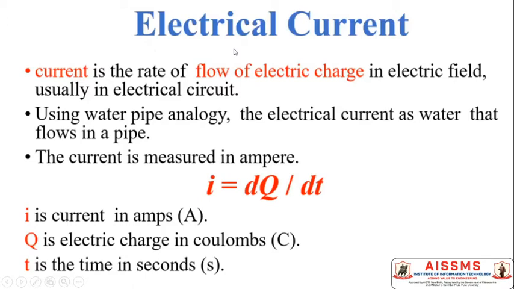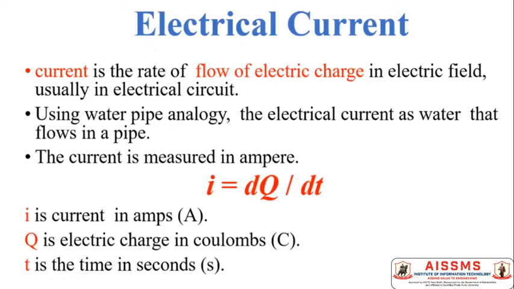Current is the rate of flow of electric charge in an electric field, usually in an electrical circuit. In other words, the controlled movement of electrons through a substance is called electric current. Electrical current is also known as the flow of free electrons. Using the water pipe analogy, electrical current is like water flowing in a pipe. Current is measured in ampere.